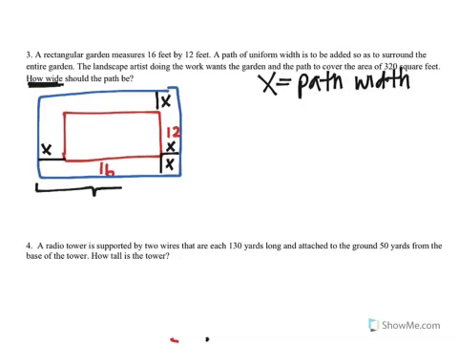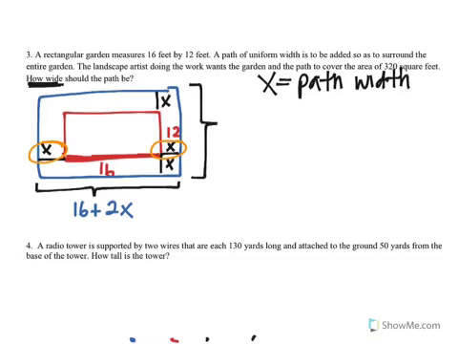So now let's look and see how long my path is. My path is going to be 16, that's this part of the garden, plus you notice that I have an X on each side. So the width of my path is now 16 plus 2X. Let's look at this part. This part was 12, but again, notice that I lengthened it by X on each side. So this is now 12 plus 2X.